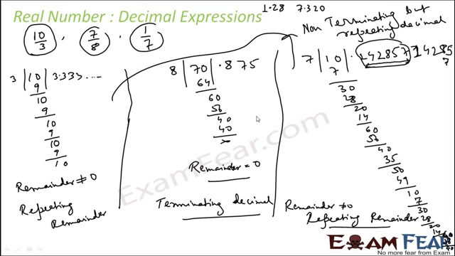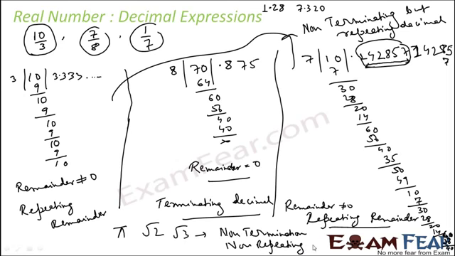This was for rational numbers. All these three numbers which I took were rational numbers. If you take some irrational number, for example pi, root 2, root 3, there you get a non-terminating and non-repeating decimal. It doesn't terminate and it doesn't repeat.